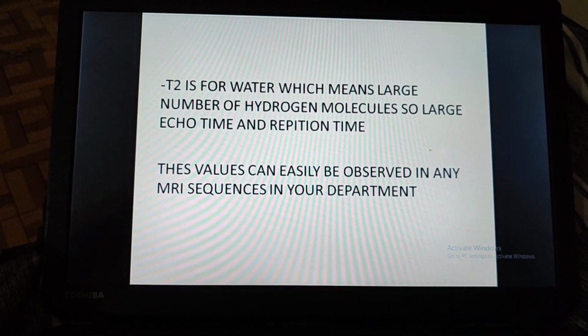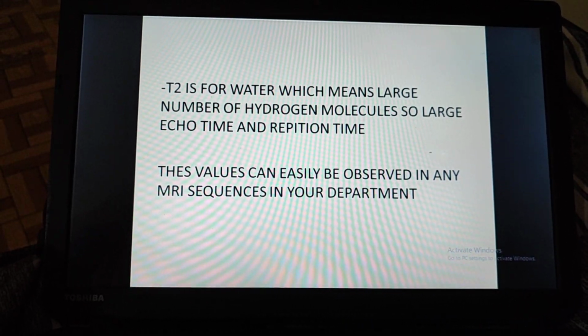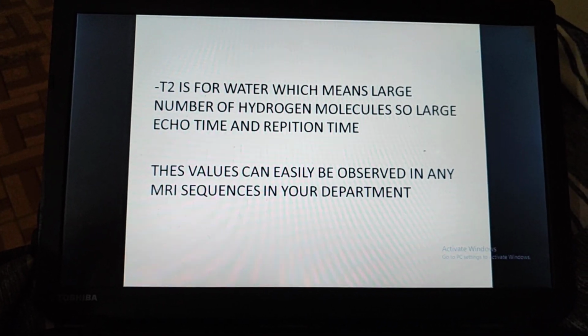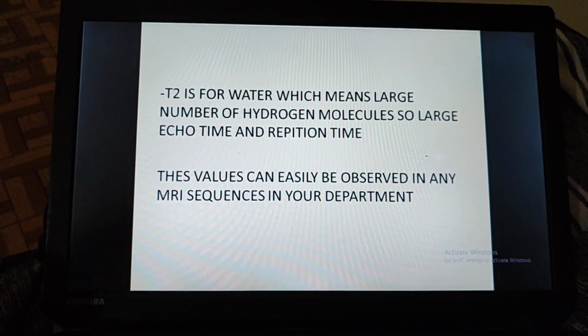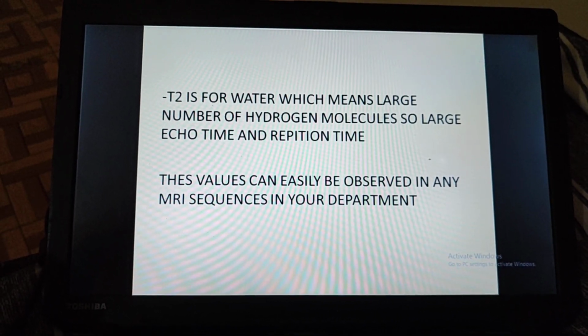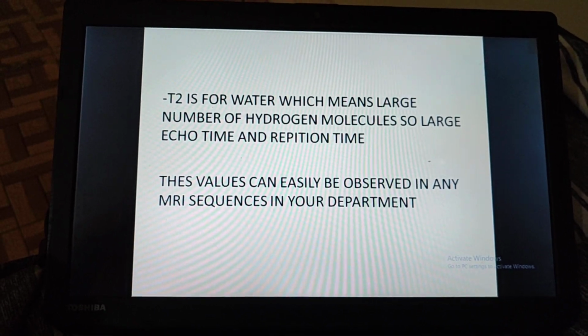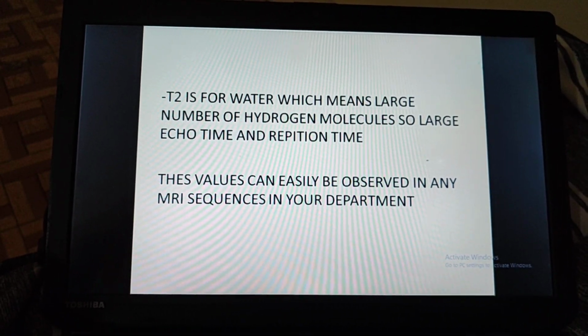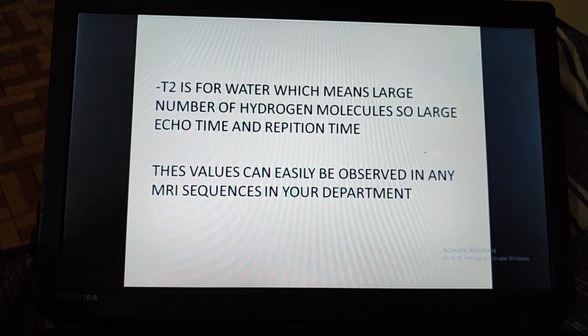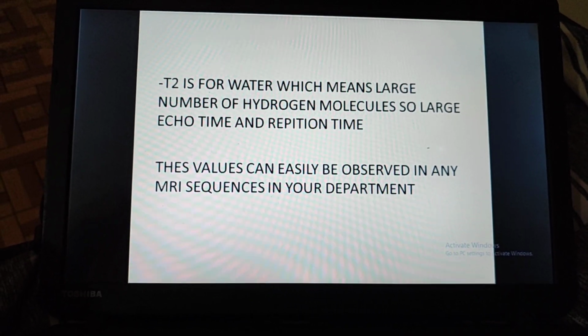But T2 is for water, which means a large number of hydrogen molecules, so large echo time and large repetition time. So whenever you are asked an MCQ about TE and TR, it is large in the case of T2 because it is for water, which has a large number of hydrogen molecules. Simple as that. These values can easily be observed in any MRI sequences in your department.